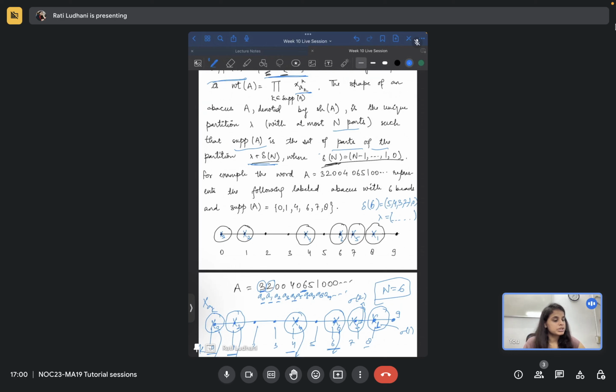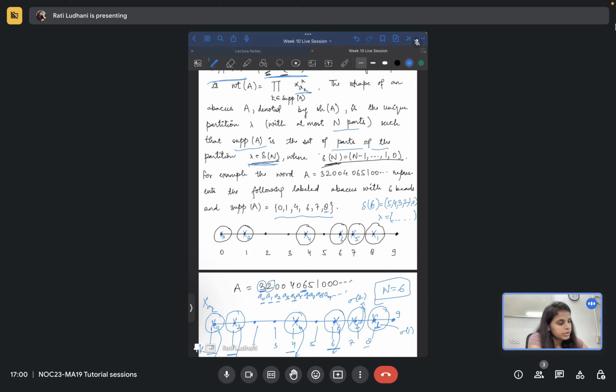And there is a unique partition lambda such that the support of A is this, the set of parts of the partition. So what will you do? These are the parts. Is this in order? Okay, partition, so we'll write it in an order, a weakly decreasing thing. Lambda we always add because we want a strictly increasing thing. So let's try to do that.